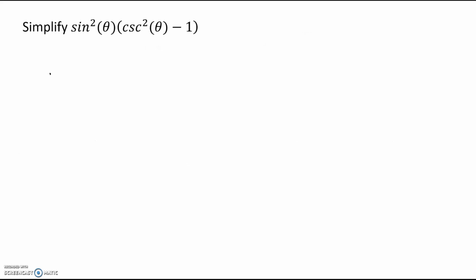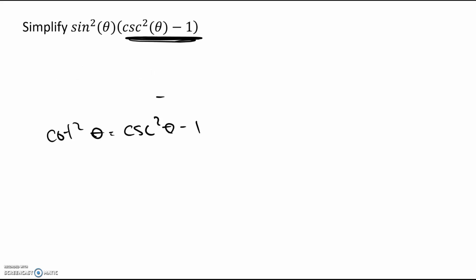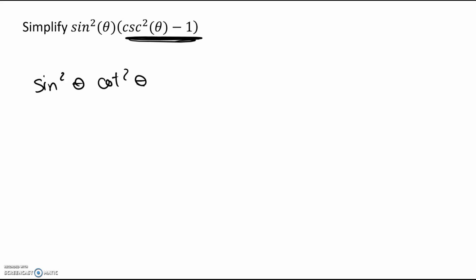So let's do this. There's my identity. If I subtract the 1 from both sides, then cotangent squared of theta is equal to cosecant squared of theta minus 1, which is this part right here. So we know that this part right here is really just equal to cotangent squared of theta. So if we get rid of this, now I have sine squared of theta times cotangent squared of theta.